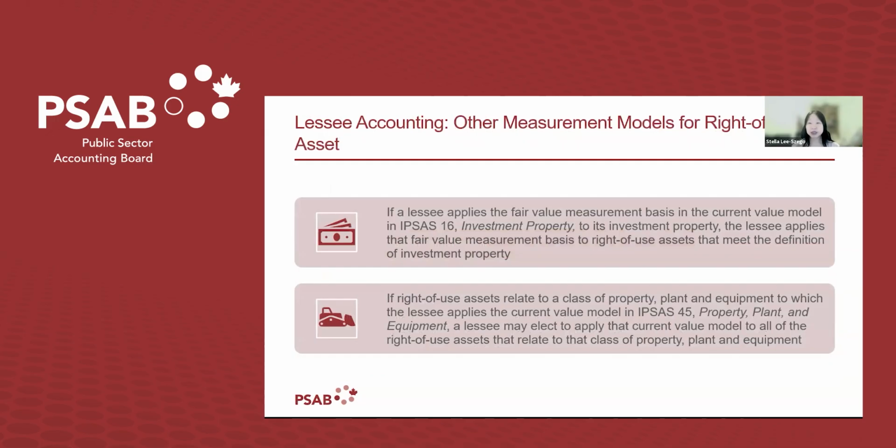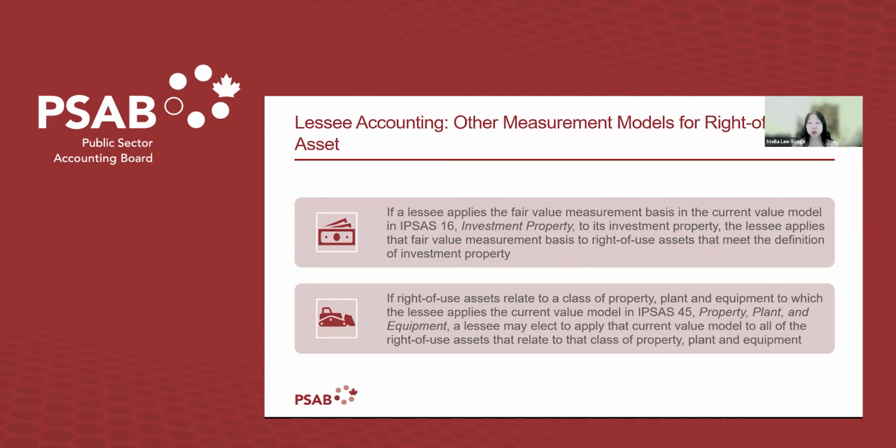IPSAS 16 and IPSAS 45 allow an entity to adopt an accounting policy of remeasuring assets. IPSAS 16 allows entities to adopt a current value model for measuring investment property. When an entity applies the current value model to its own investment property, it is required to use the same model for right of use assets that meet the definition of investment property.